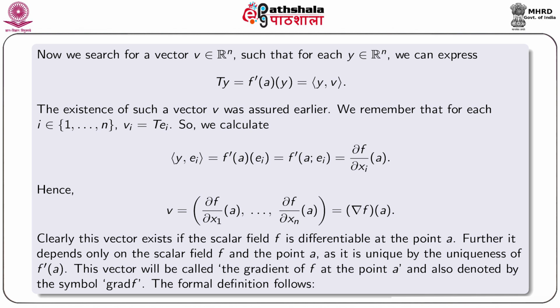Clearly, this vector exists provided the scalar field f is differentiable at the point a. Further, it depends on the scalar field f and the point a, and since f'(a) is unique, it is also unique. We shall call this vector the gradient of f at the point a, and also use another notation, grad f, for this. The formal definition follows.